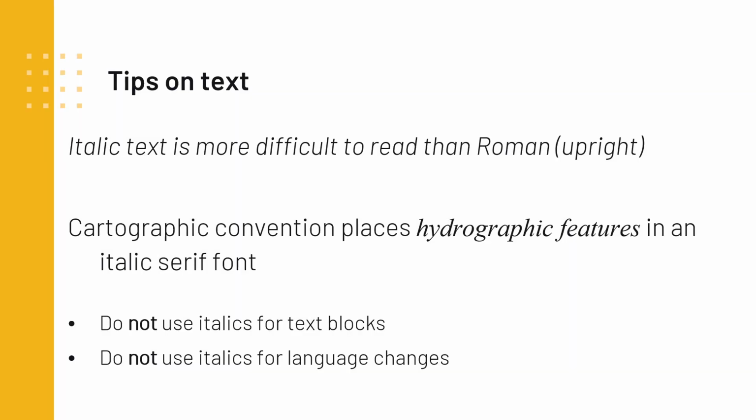Italic text is more difficult to read than Roman or upright text, but note it tends to be cartographic convention to place hydrographic features in an italic serif font. You typically will not use italics for text blocks because it's more difficult to read, and you do not use italics for language changes. Again, this tends to be a no-no because it's putting more importance on one language than another.